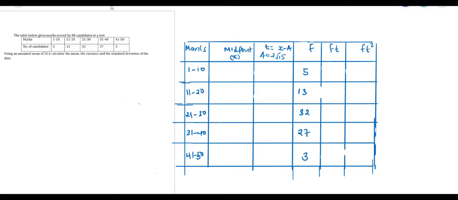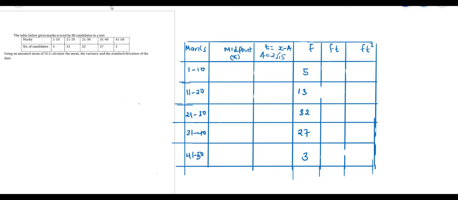This question is asking us to find the variance, the mean, and the standard deviation using an assumed mean of 25.5. So we have created a vertical table that comprises the class and the frequency. We have also introduced other columns like midpoint, a variable t, which is given by the midpoint minus the assumed mean, and ft and ft squared.